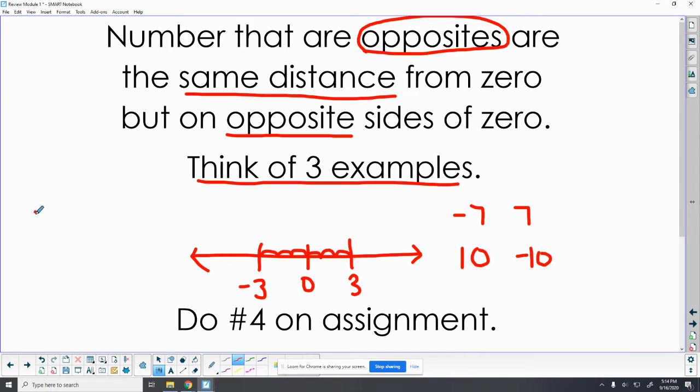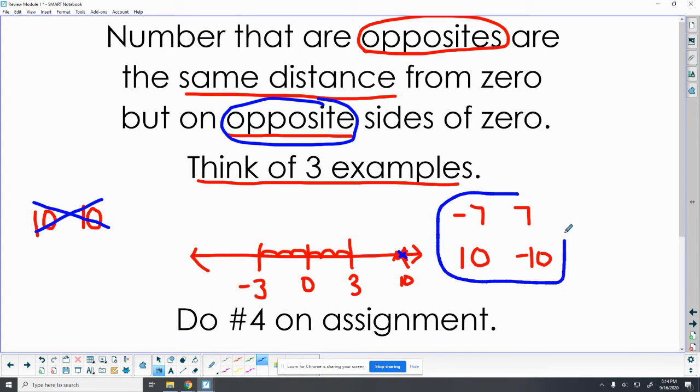One thing to remember is that if I had the number 10 and another number 10, yes, they're both the same distance away from 0, but if I graph them on the number line at 10 and I put another 10 on top of there, they're not on opposite sides of 0. That's where opposites come from: they're on opposite sides of 0. They're the same exact distance. So 10 and 10 are just the same number. They are not opposites. Opposites are on different sides of the number line. So pause the video and do number 4 on your assignment.